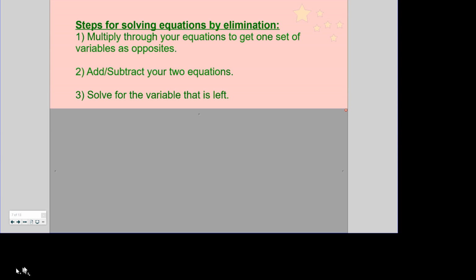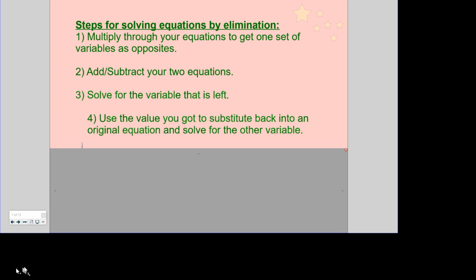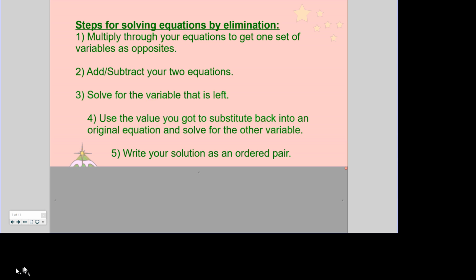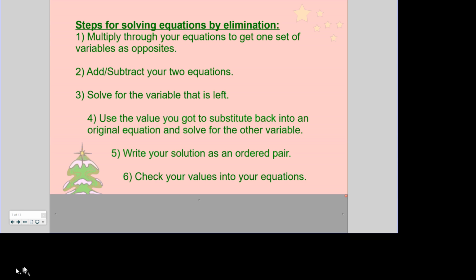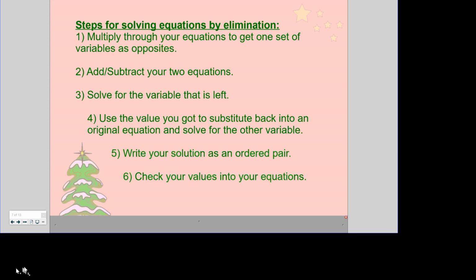You'll solve for the variable that is left. Use the value you got to substitute back into an original equation and solve for the other variable. Then write your solution as an ordered pair, and don't forget to check your values in your equations.